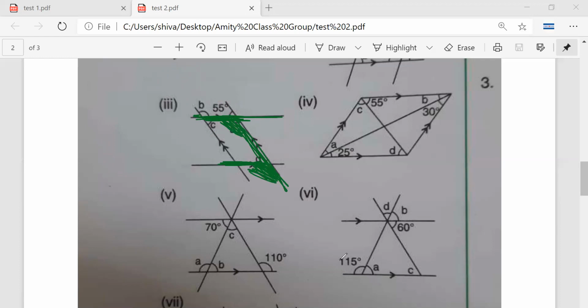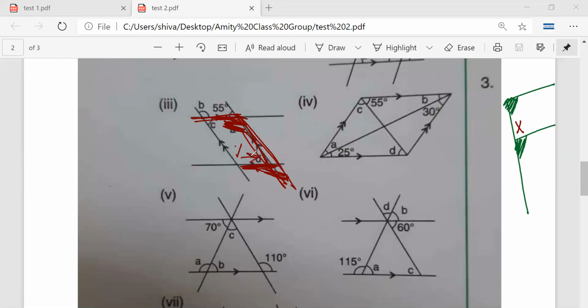Have you understood? Yes. So what I'm trying to tell you is that if this is an F which is formed, then this angle would be equal to this angle. Do not take this angle. Have you understood? Yes, sir. So for example, if we want to form an F here, then this angle would be equal to this angle. Do not try to take this angle. Satya, have you understood? Yes, sir.